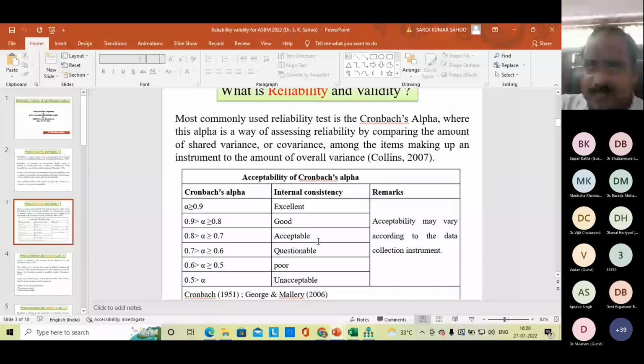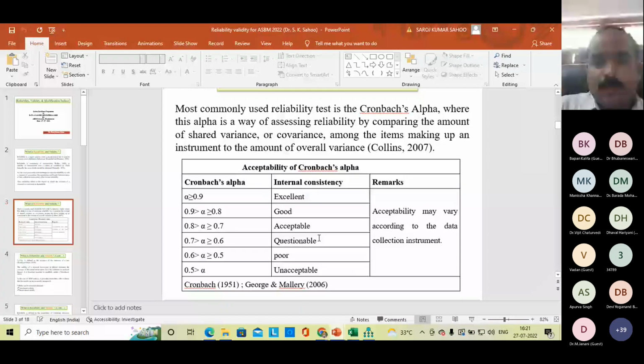That means the internal consistency among BSI 1 to BSI 5 in our example is very low. It is questionable. Generally, the thesis examiner will not accept it if the Cronbach alpha is less than 0.7. Nowadays, even more than 0.8 is expected. George and Mallery have written a book regarding SPSS, Step by Step SPSS, so they have given this indication.